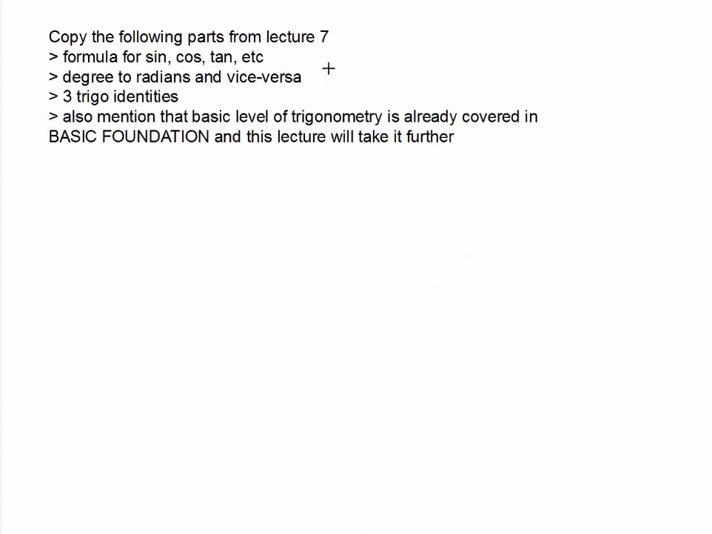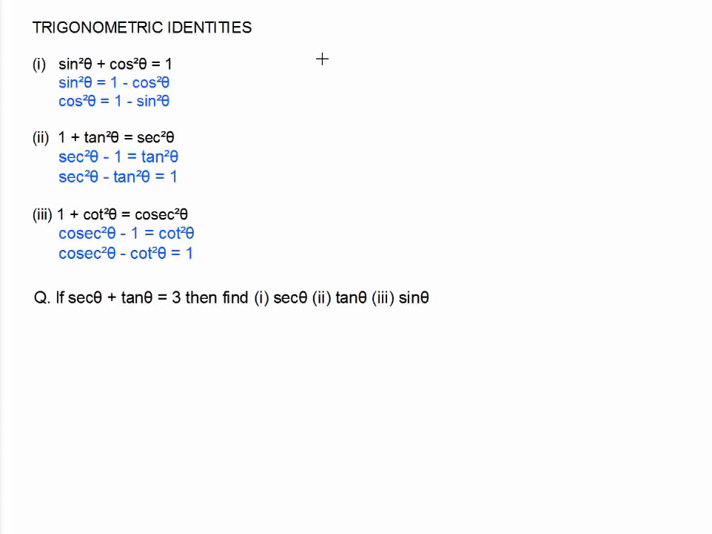So we need to include a lot of clips from lecture 7 in basic foundation. Now next is trigonometric identities. We have already seen these formulas. So if you recall, these three are the important identities we need to memorize. The identities given in the blue one are derived formulas or derived identities from these black ones.